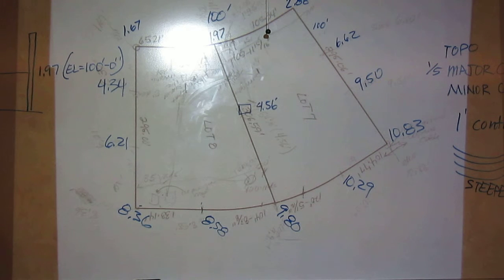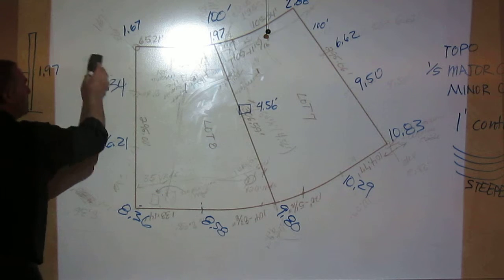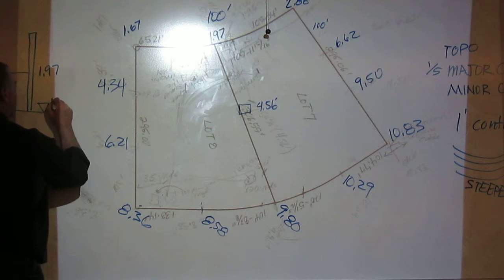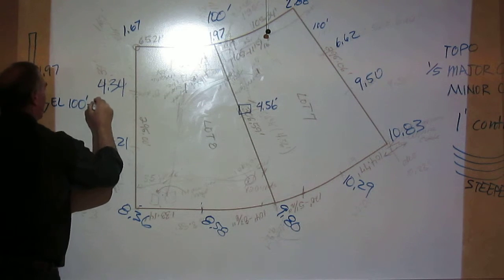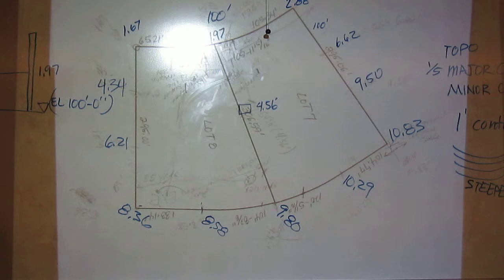So let's figure out the elevation of this. Okay? How are you going to do that? And actually, I think I drew this a little bit wrong, because we know that's the high spot. Really what I'm talking about here is my elevation of 100 feet dash 0 inches, right here. Okay?